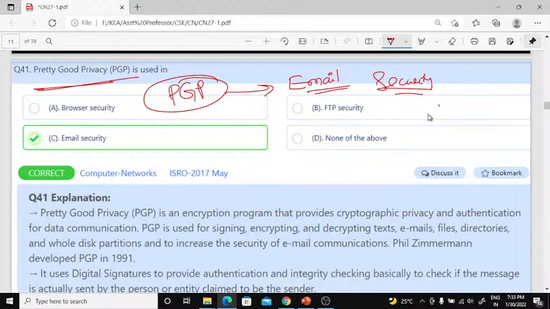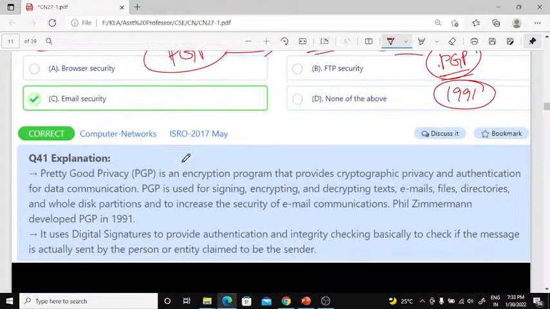Then files, directories, all disk partitions, okay. So the security of email communication is done by this PGP, Pretty Good Privacy encryption program. It was developed in 1991. It also uses digital signatures to provide authentication and integrity checking, basically to check that the message was actually sent by the person.